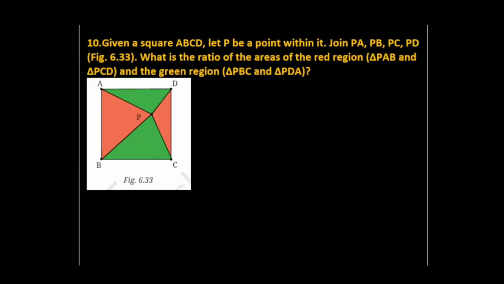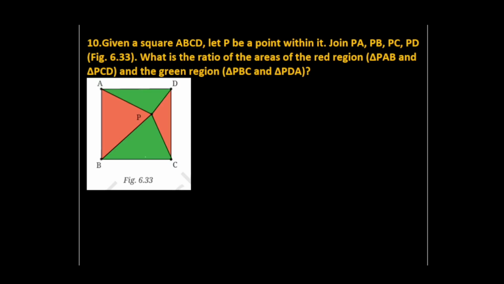Tenth question, given a square ABCD, let P be a point within it, join PB, PA, PC, PD. What is the ratio of the area of the red region and the green region? In the red region, we have two triangles, ABP and CDP. These are the two triangles in the red region, and in the green region we have two triangles, PDA and PBC. You can see them clearly in the figure.